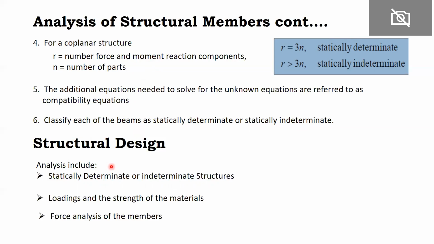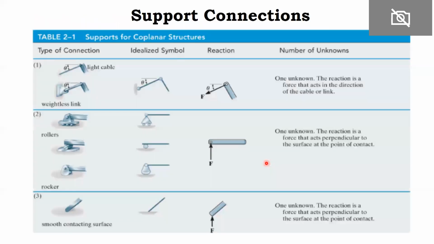Usually structural design analysis includes, first of all, determining what kind of structure it is, whether it is determinate or indeterminate. Second, the loading, the loads acting on the member, and the strength of the material. That is the stress, strain, and force analysis of the members. These are the steps we have to follow for analyzing any structure.